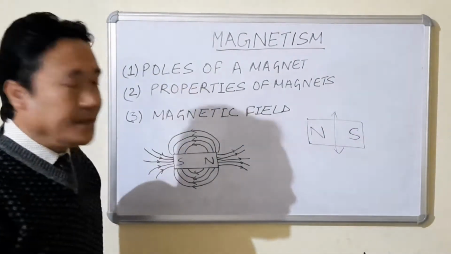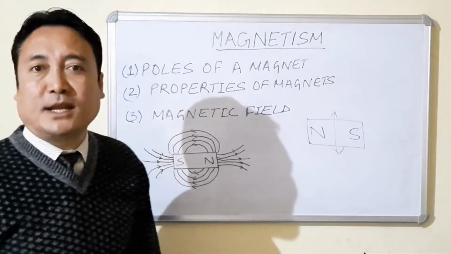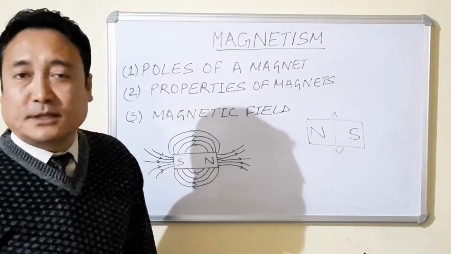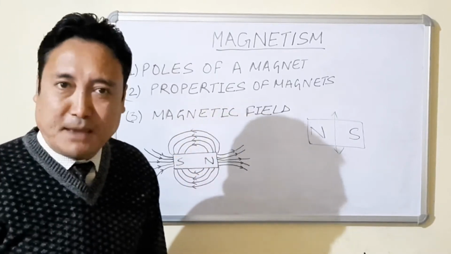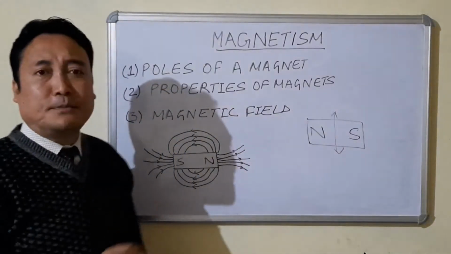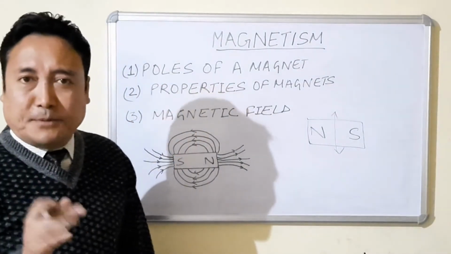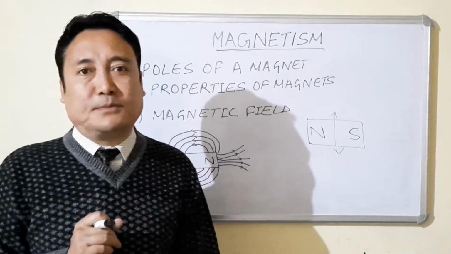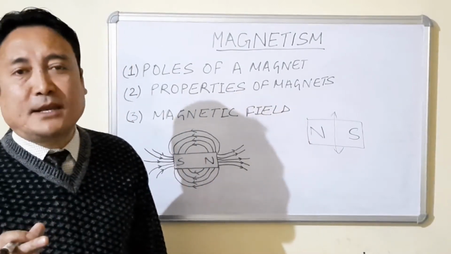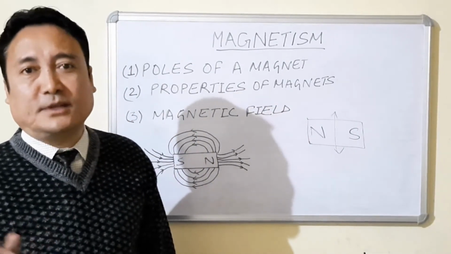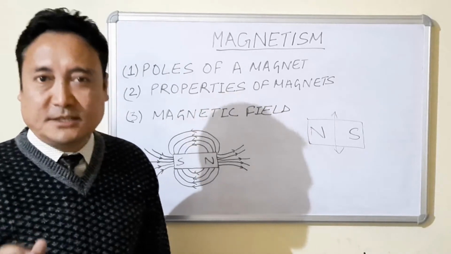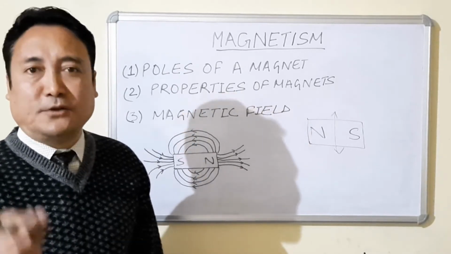Remember that there are two poles in the magnet, north pole and south pole, and at the poles of the magnet the attractive property is maximum. Next is the properties of a magnet. Number one property: a freely suspended magnet always points towards the north and south direction.